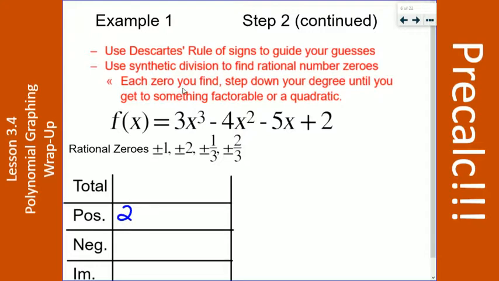Two sign changes, and then we have a third degree equation, so we're going to have 3 total solutions. Then we want to check and see what is f of negative x. Once we do that, f of negative x is going to be negative 3x cubed minus 4x squared plus 5x plus 2. We do not have a sign change from our first term to our second term. However, from negative 4x squared to 5x, we do have a sign change. And then from 5x to 2, we don't. So we have one possible negative zero, and then no imaginary zeros.